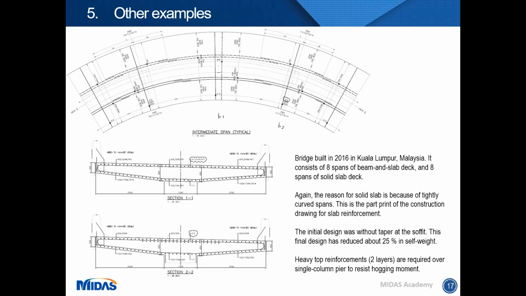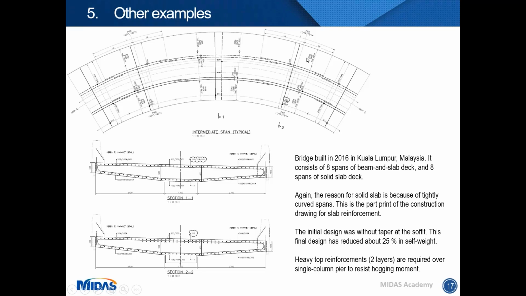Okay, so I remember the invitation to this webinar mentioned that I have designed 2 bridges using Solid Slab. So this is the other one. It was built a few years ago in Malaysia. It has 8 spans of Solid Slab deck, and another 8 spans of beam and slab deck further up the bridge. The reason for the last 8 spans to be Solid Slab deck is also because of the tight curve that we have there.